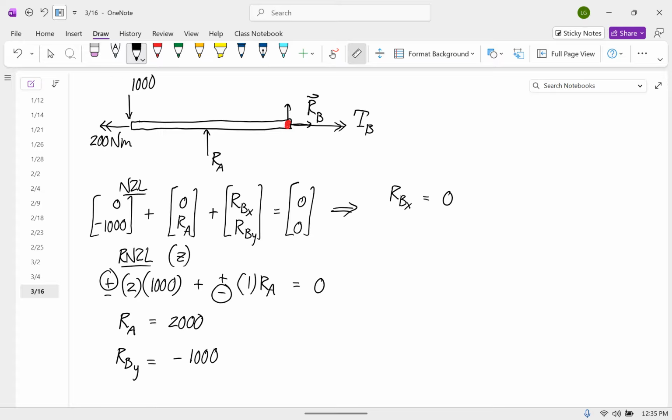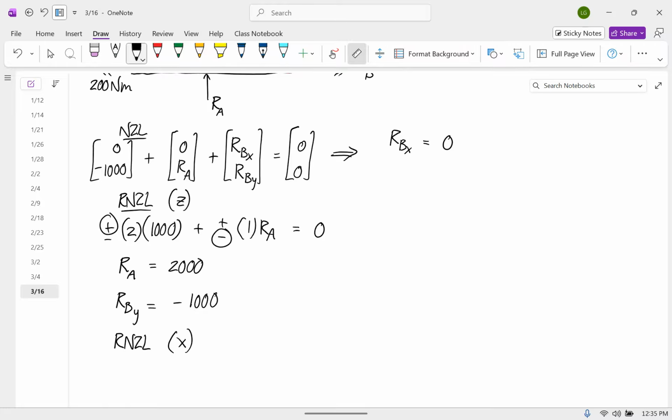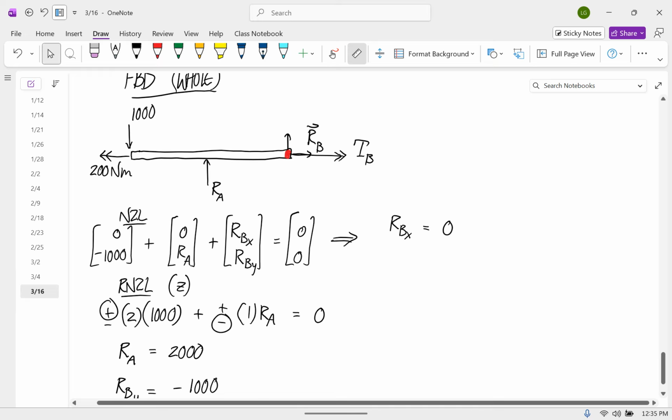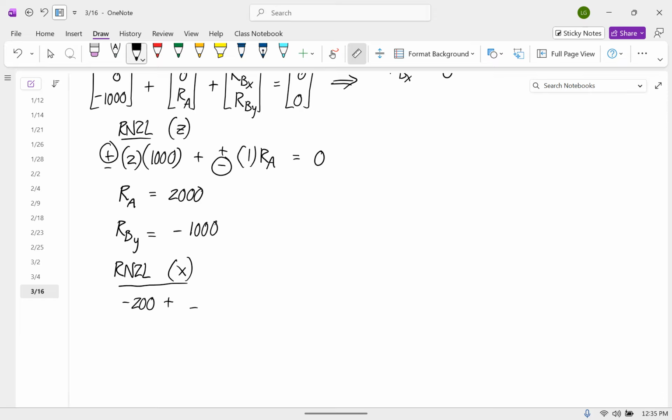And then we'll go to the moment equation about the x-axis. The only things producing torques about the x-axis are the 200 in the negative x direction and the torque provided by the pin joint. And so TB is equal to positive 200 Newton meters.